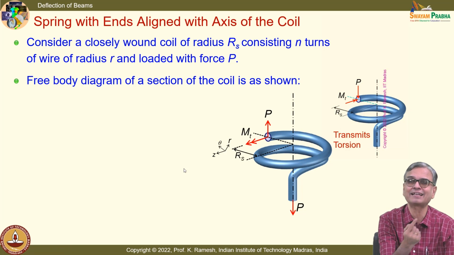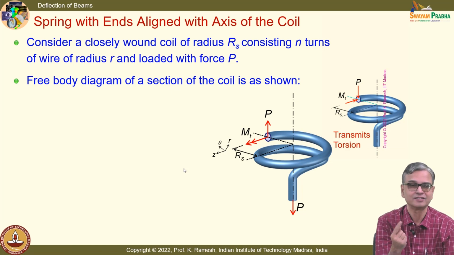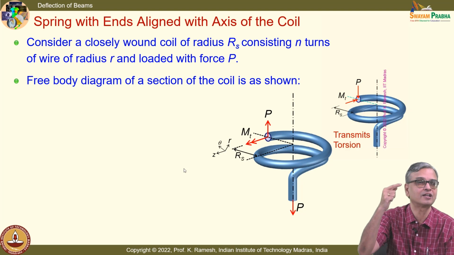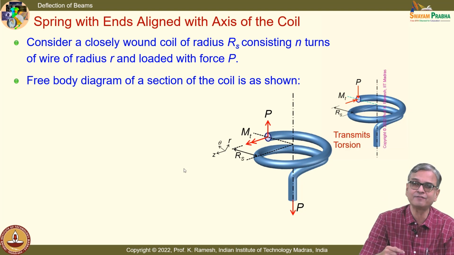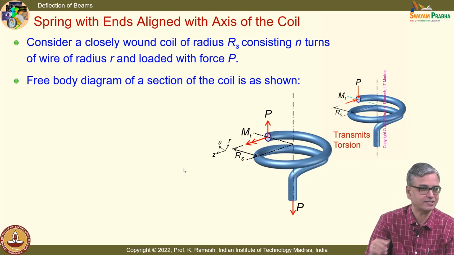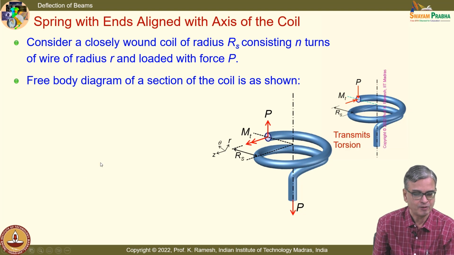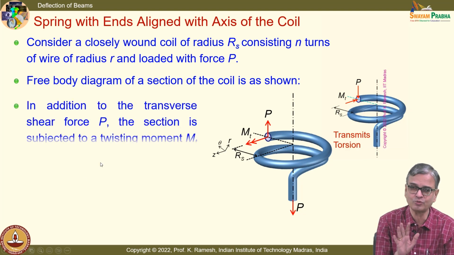We will neglect the small helix angle. So we will count the number of coils. So that will give the length of the shaft under torsion. So you have to appreciate how to attack the problem.